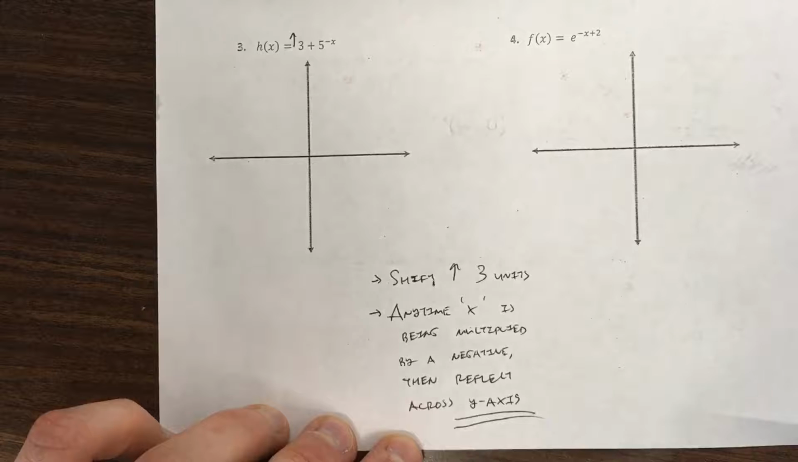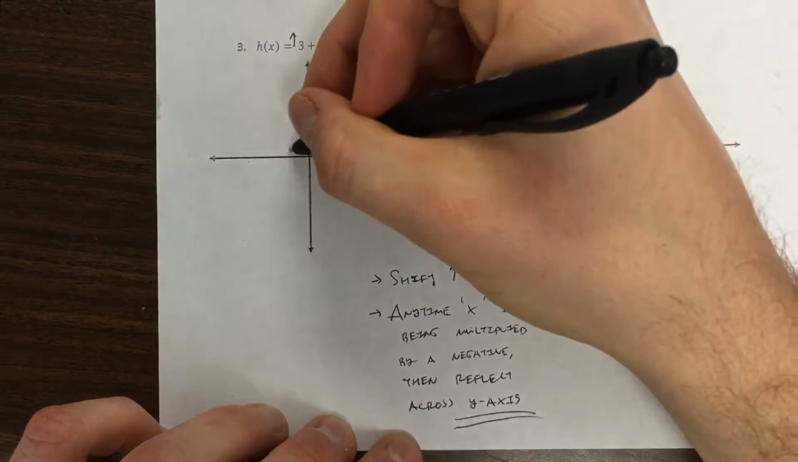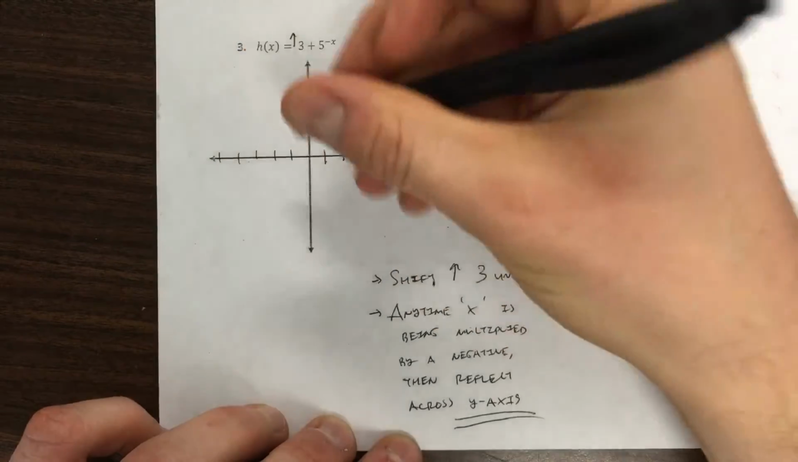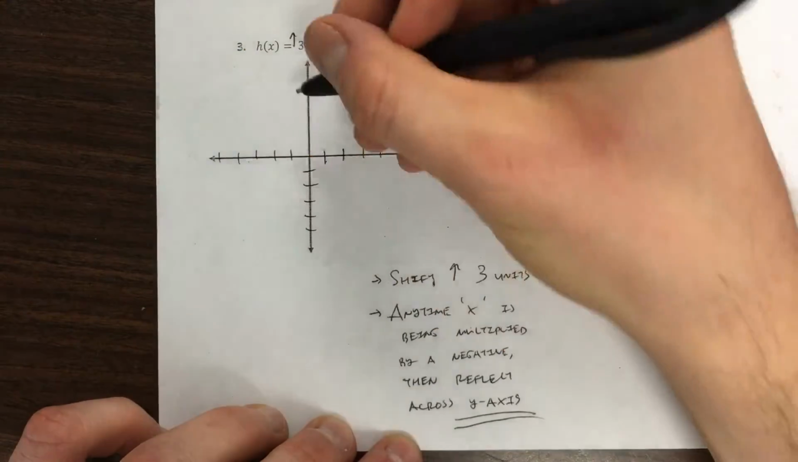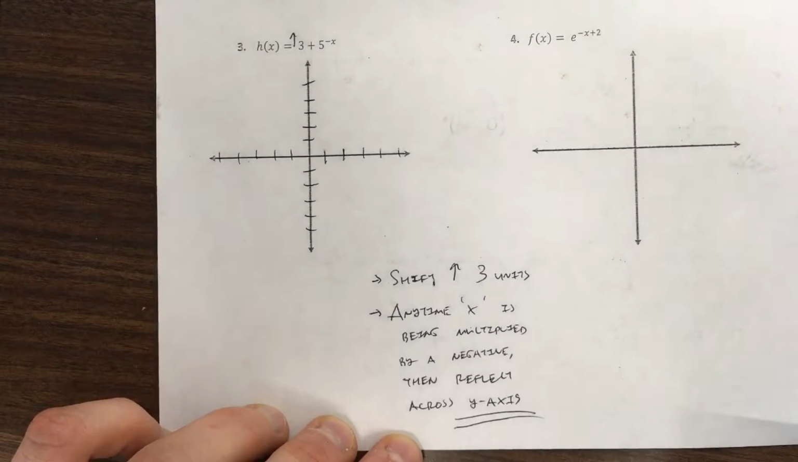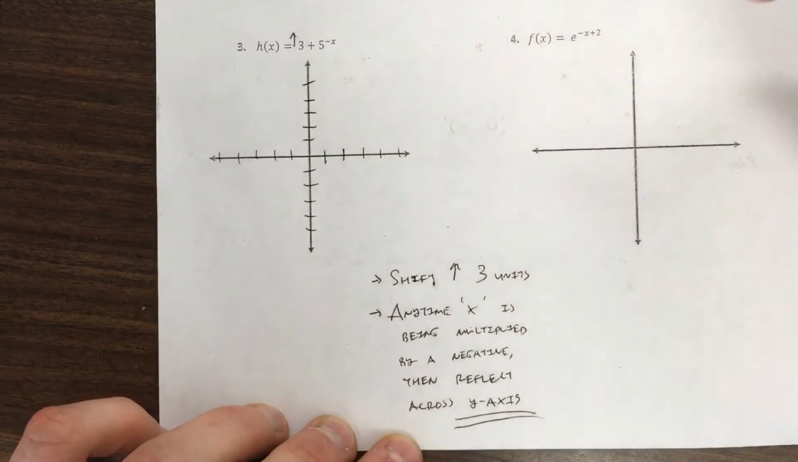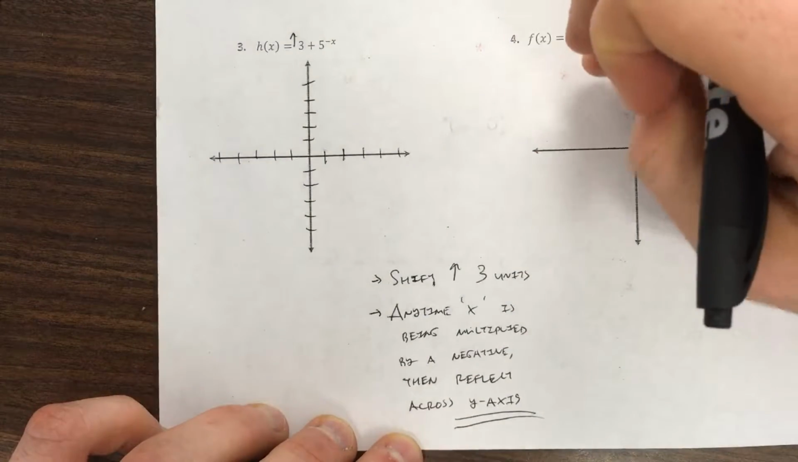I gave an explanation in class. I don't have the space to do that in here. If you want the explanation on why that's the case, I can give it to you. But it is going to reflect across the y-axis. So when we graph this function, we can choose our parent function to either be 5 to the x, and if we choose that, then we need to reflect and shift it up 3 units. Or we can just choose our parent function to be 5 to the negative x and understand what's happening.